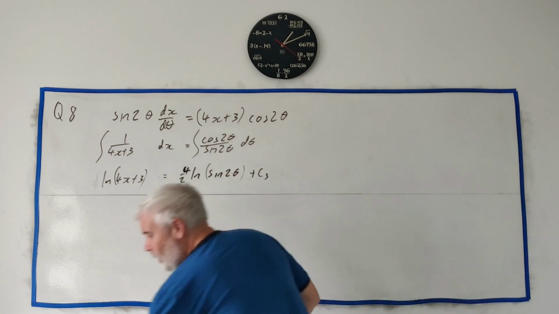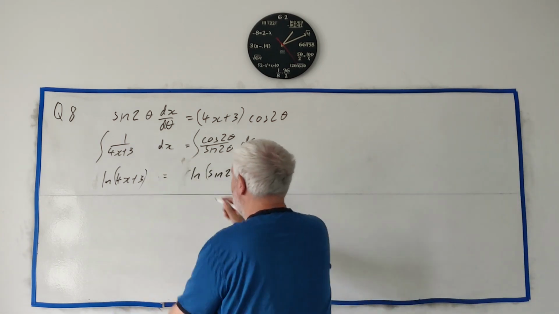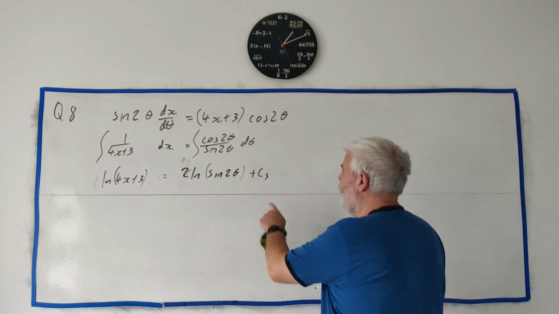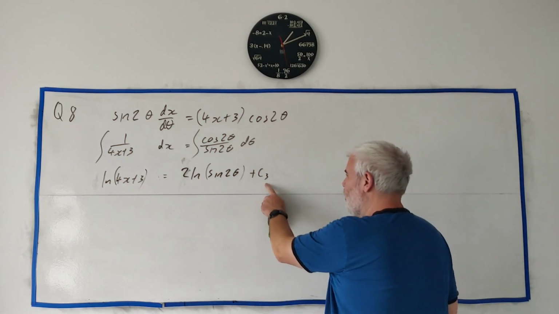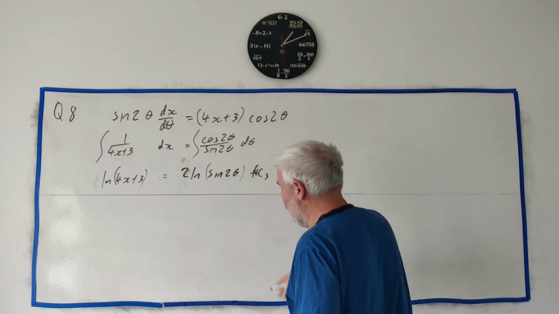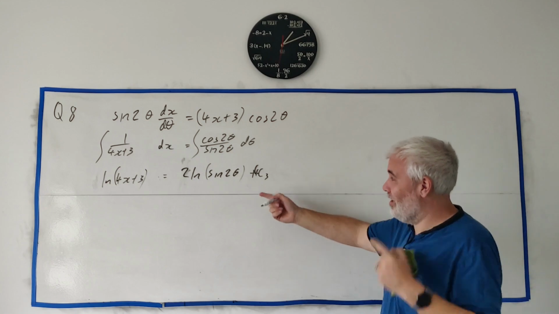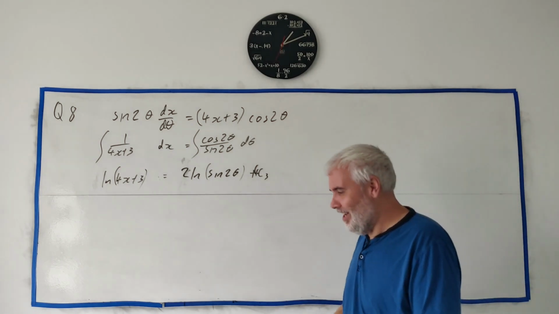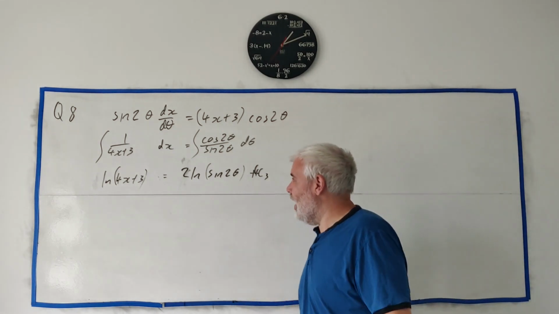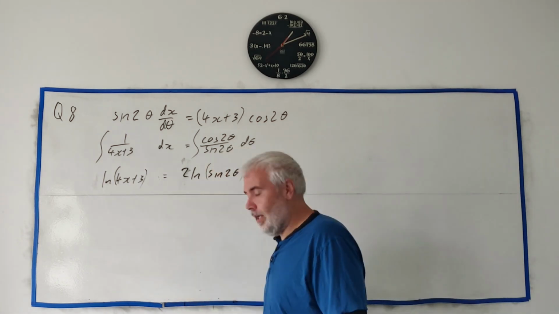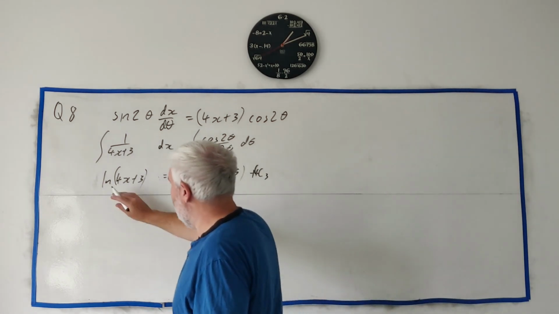4 divided by 2 just becomes 2. If I'm multiplying both sides by 4, this becomes 4 times C3. You're not going to lose any marks for just leaving a C there, because it's just a whole new C. Okay, get rid of the natural log. We take the exponential of both sides.